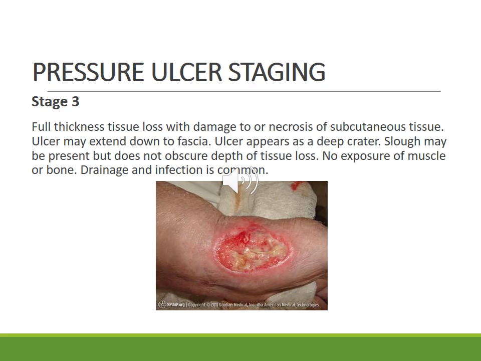Our third stage is where we start to see the full thickness tissue loss with damage or necrosis of the subcutaneous tissue. So it's getting much deeper. The ulcer may extend down to the fascia. The ulcer appears as a deep crater. Slough may be present, but does not obscure the depth of the tissue loss. This is the stage before the fourth stage. We're not seeing any exposure of muscle or bone yet, but usually there's drainage and infection is very common with these types of wounds.